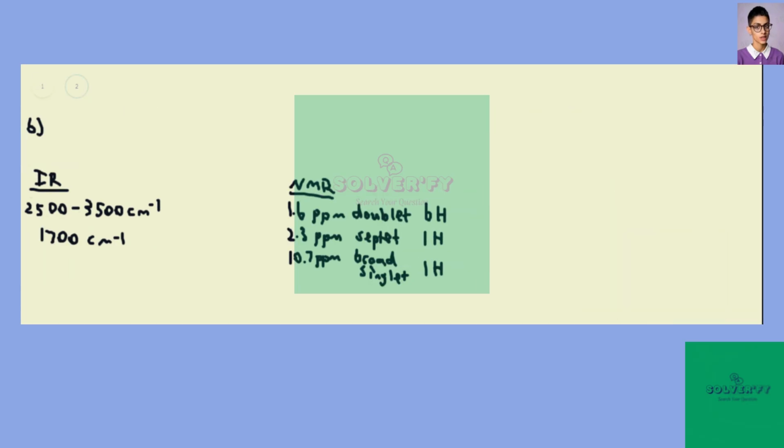So now we're going to move to B. So we don't need to recalculate the degrees of unsaturation. It's the same formula, but we can just make a note.